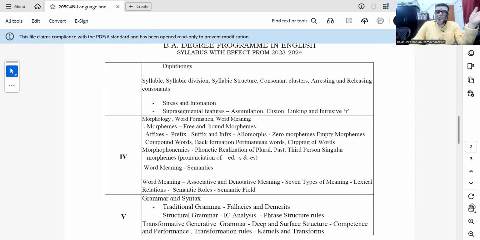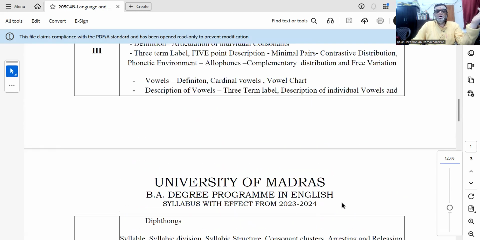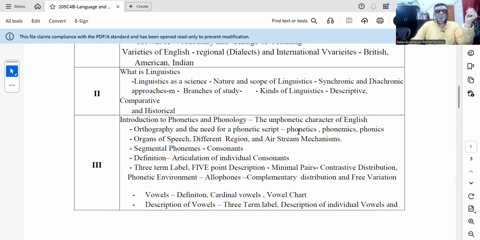We've started a discussion on phonetics. I hope you're able to see the highlight. I've highlighted the subunits that we have discussed till now: the unphonetic character of English, and orthography and the need for a phonetic script. Of course, phonetics, phonics, we'll deal with in a short while, maybe in another 1 or 2 classes.